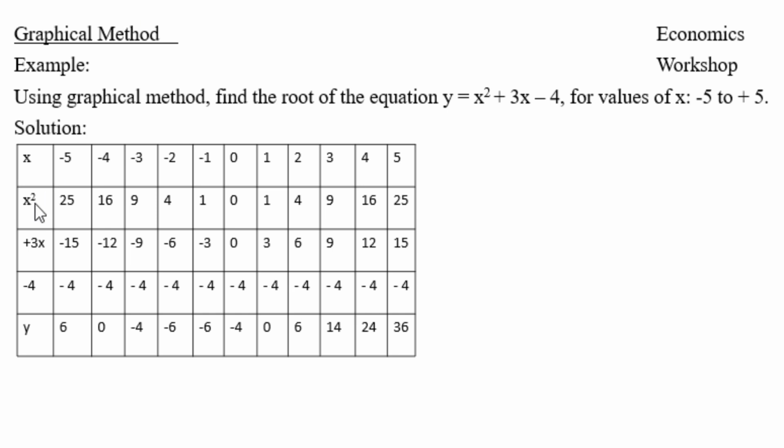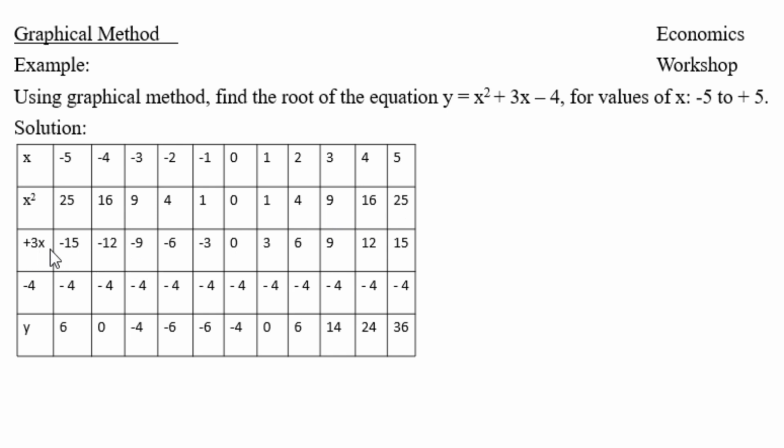So for x squared, which is the square of all the values of x, we have 25 here. When we square minus 5, that's 25, minus 4, that's 16, minus 3, that's 9, minus 2, that's 4, minus 1, that's 1, 0, 1, 4, 9, 16, and 25.